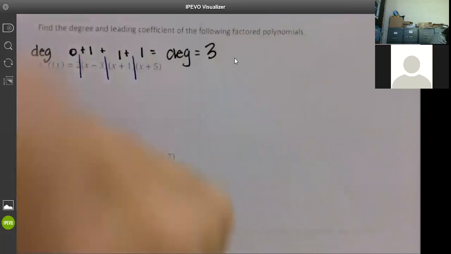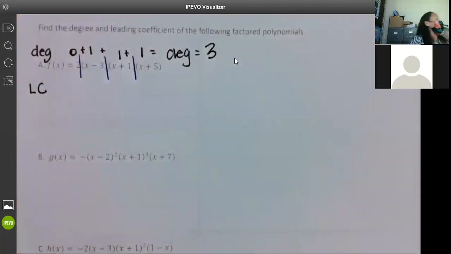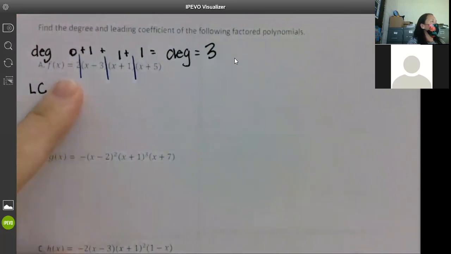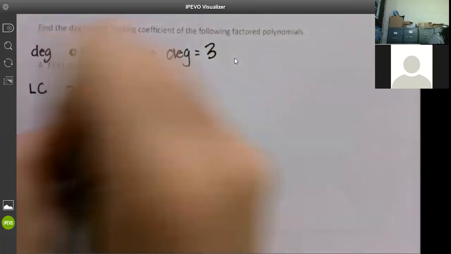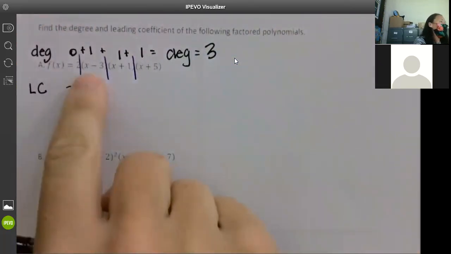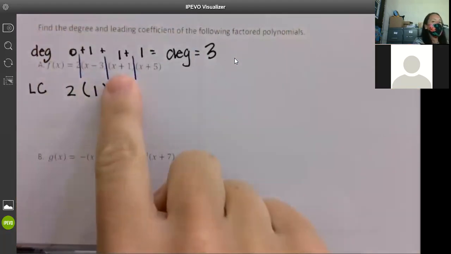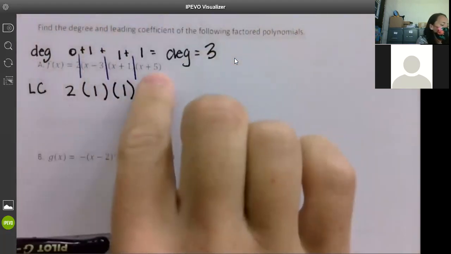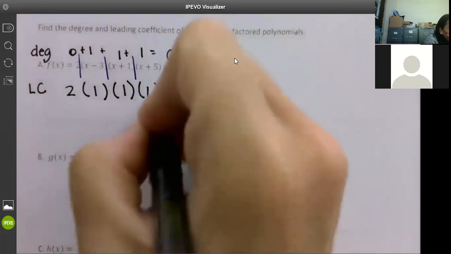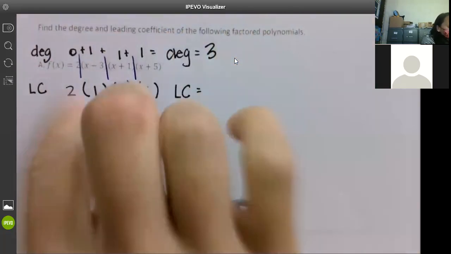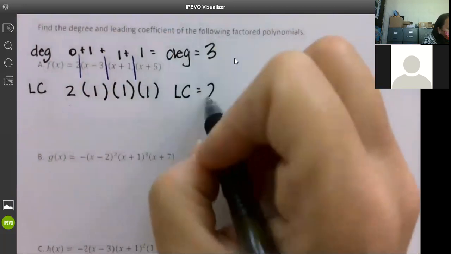Okay. For leading coefficient, you're going to get all of the leading coefficients and you're going to multiply them together. This 2 in itself is a leading coefficient. Does everybody understand that? It's a leading coefficient. So I'm just going to bring it straight down. It's a 2. We're going to multiply these together. You said your highest power was 1 in this factor. What is the leading coefficient of that x? 1. What is the leading coefficient of the next x? 1. What is the leading coefficient of the final x? 1. So your leading coefficient is 2 times 1 times 1 times 1, which is 2.